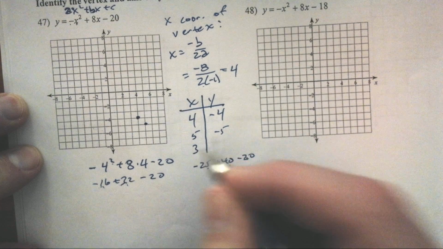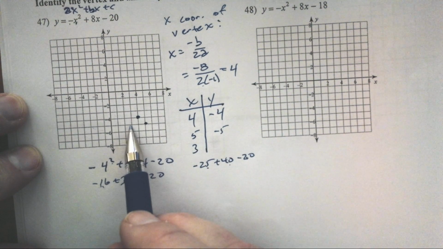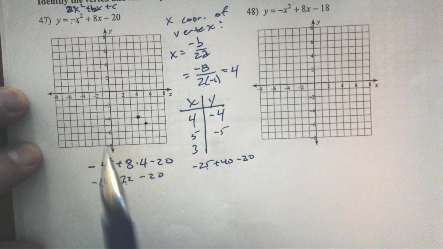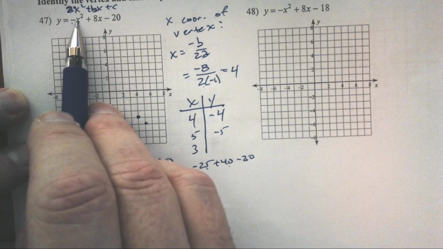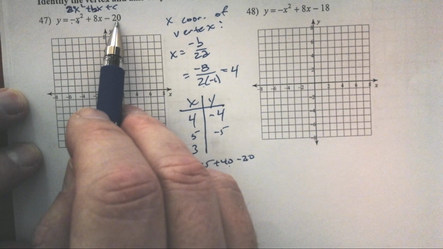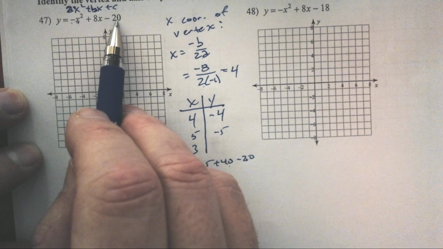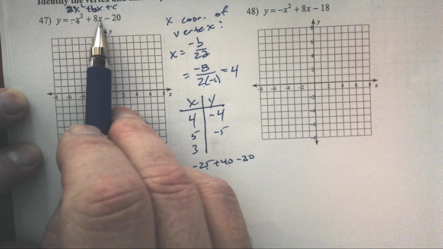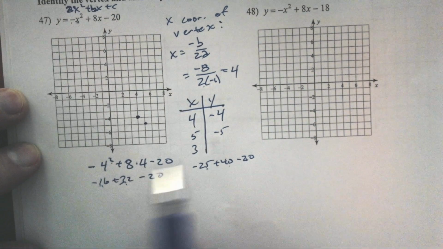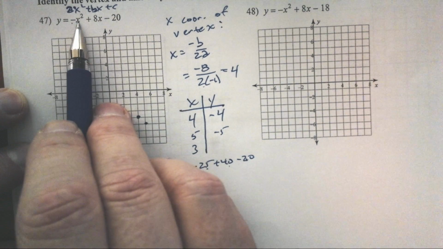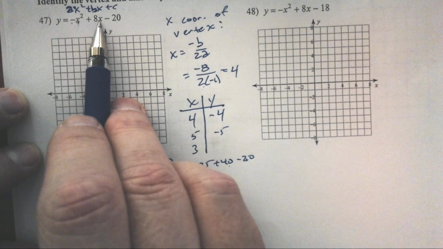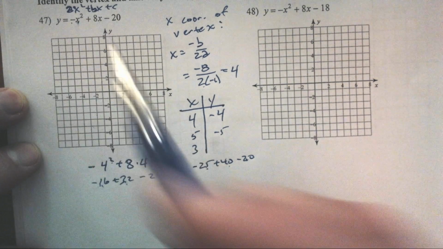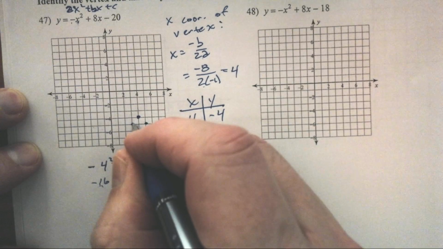Now, I expect at 3 to be down there as well, because I think this is the vertex. Let's see. Negative 9 and negative 20, negative 29. Put in positive 3 here, and I get 24. 24 minus 29, negative 5.